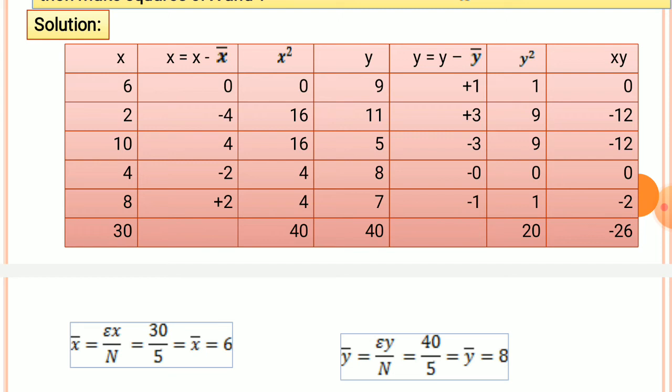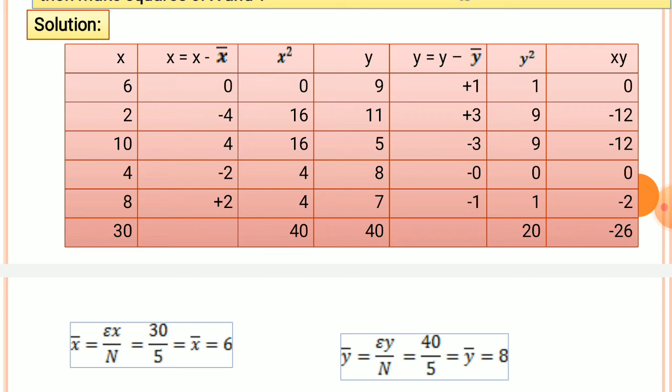Now the product of deviated x and y. 0 into 9 is 0, minus 4 into 3 is minus 12, 4 into minus 3, plus into minus is minus, 4 threes are 12, so minus 12, minus 2 into 0 is 0, plus 2 into minus 1 is minus 2. Now find the sum of xy.